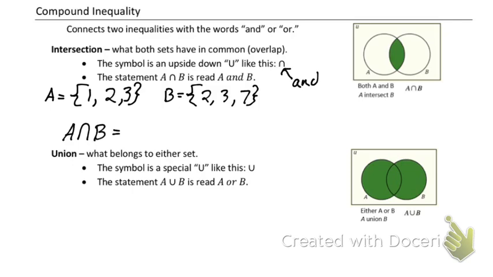Well, the intersection is what they have in common. What are the numbers that are shared both in A and B? In this case, we have a 2 in A, and we also have a 2 in B. We also have a 3 in A, and we have a 3 in B. A has a 1, but B doesn't, so they don't share it. 7's in B, but it's not in A, so they don't share that one. So A intersect B, or A and B, would just be the set 2, 3. That's their overlap.